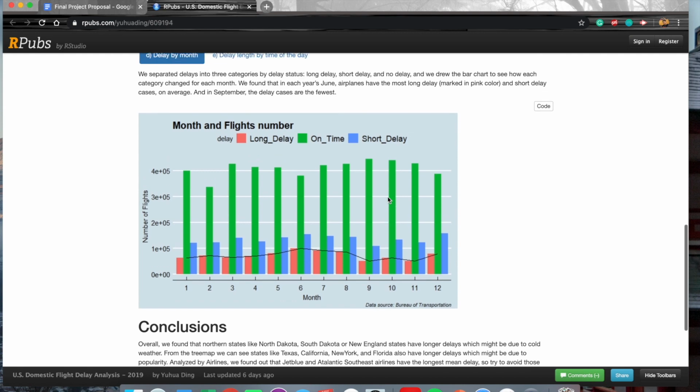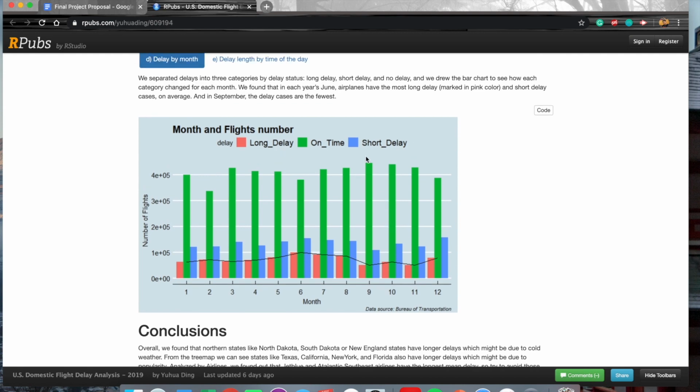We can also look at delay by month. So we separated delays into three categories by delay status: long delay, short delay, and no delay. And we drew a bar chart to see how each category changed for each month. We found that in each year's June, airplanes have the most long delay and short delay cases on average. And in September, the delay cases are the fewest.